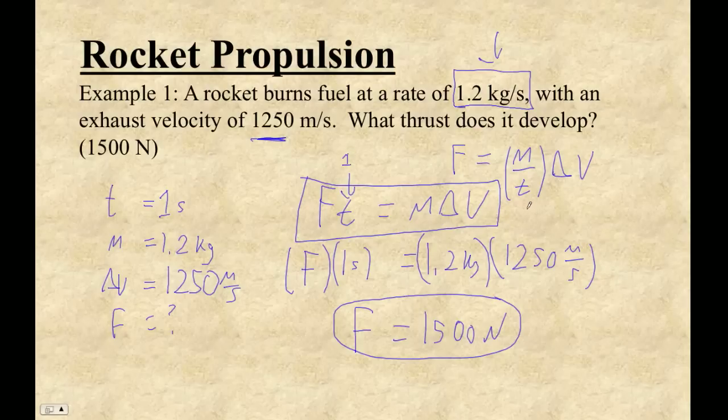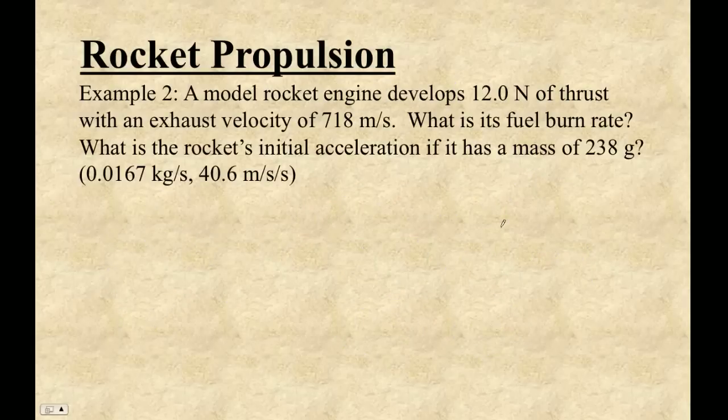So let's do another problem that's maybe a little more difficult. It develops 12 newtons of thrust. That's our force. Force times time is mass times change in velocity, because this has 2 parts. So the force is 12 newtons, and it does that in 1 second. It burns some mass of fuel. So if you want to find the burn rate, make the time 1 second, and then 718 is our delta V, in meters per second.